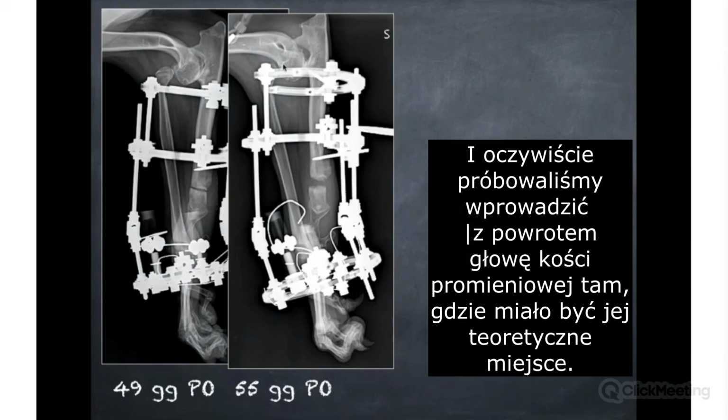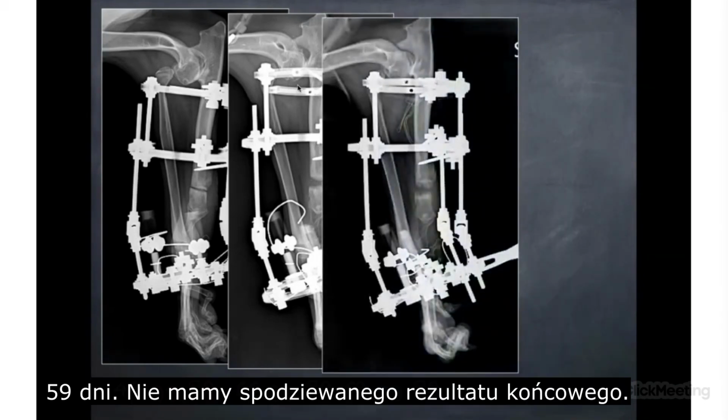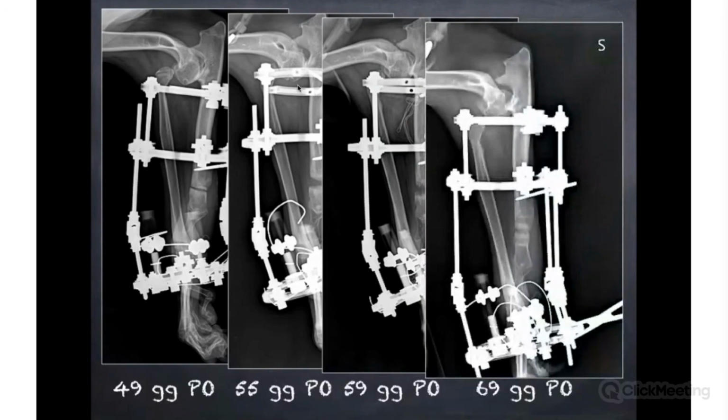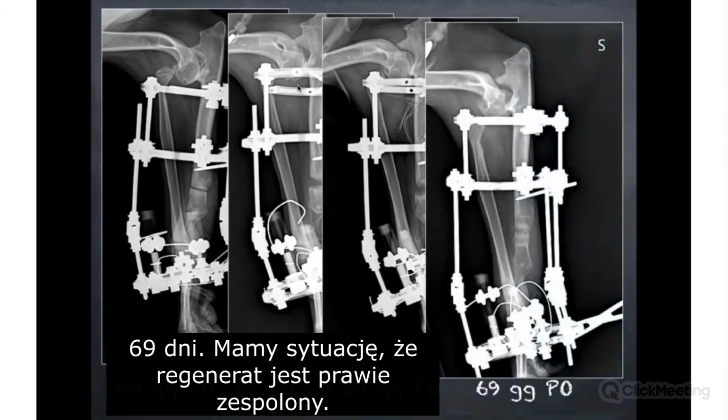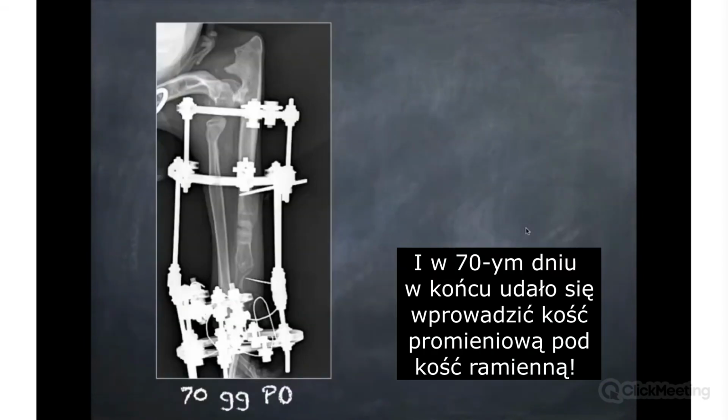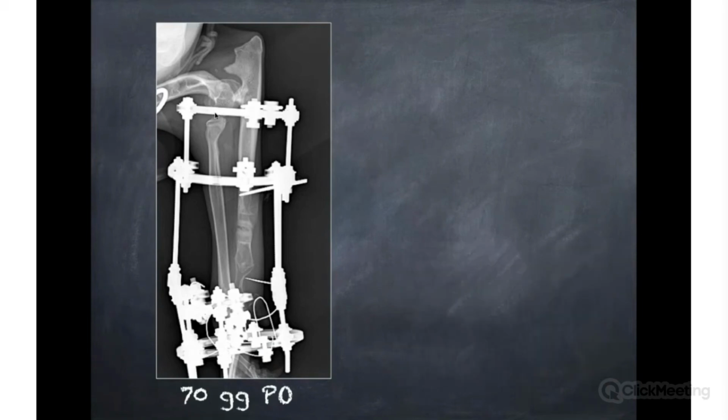And of course, we tried to bring back the radial head to its original position. At 59 days, we didn't get the final result we wanted. At 69 days, we are more or less in the situation where we see that the regenerate is almost fused, and at 70 days, we finally get the radial head underneath the humerus. It was like that.